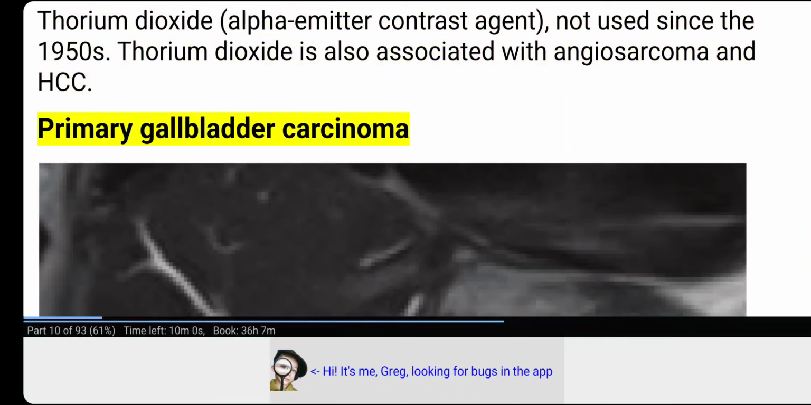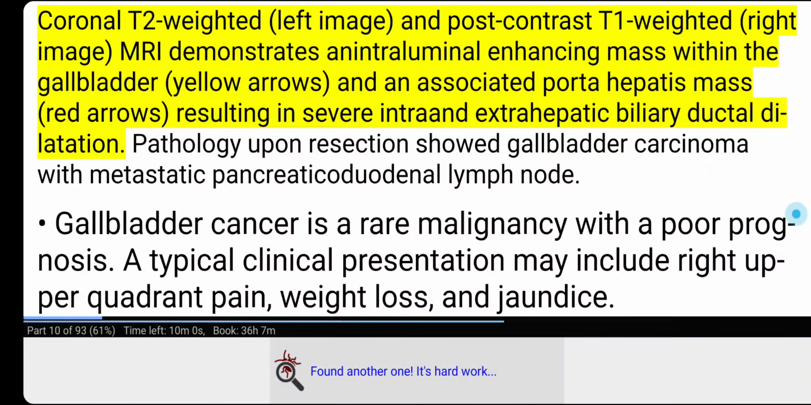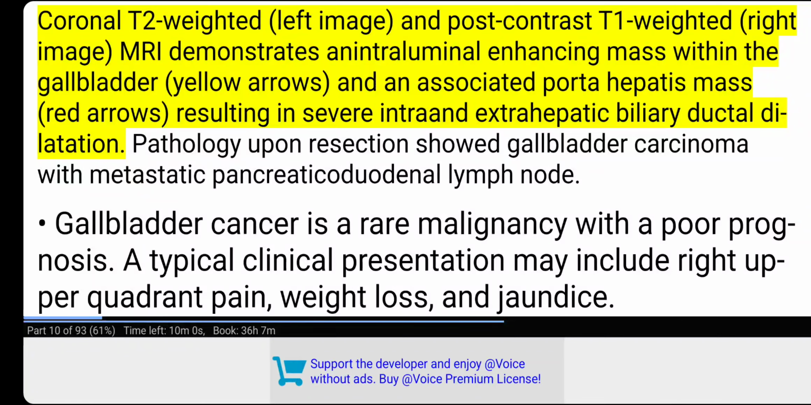Primary gallbladder carcinoma. Coronal T2 weighted left image and post-contrast T1 weighted right image MRI demonstrate an intraluminal enhancing mass within the gallbladder, yellow arrows, and an associated porta hepatis mass, red arrows, resulting in severe intra- and extrahepatic biliary ductal dilatation. Pathology upon resection showed gallbladder carcinoma with metastatic pancreaticoduodenal lymph node.